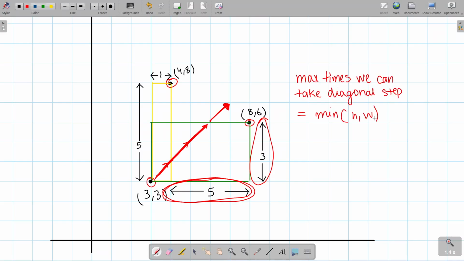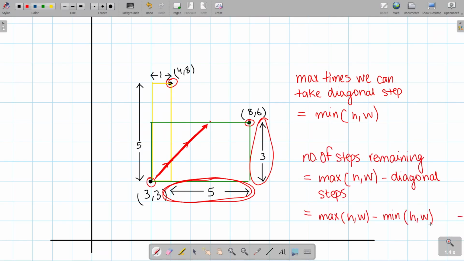Okay, so now our task remains to find what is the extra steps we would have to travel along the boundary to reach our final destination. And to find so, since we have already covered minimum of height or the width in our steps, the number of steps left would be equal to the maximum of height and the width minus the number of times we have already taken the diagonal step. And clearly we can see it would be equal to this, which is the maximum of height and width minus the minimum of height and width.